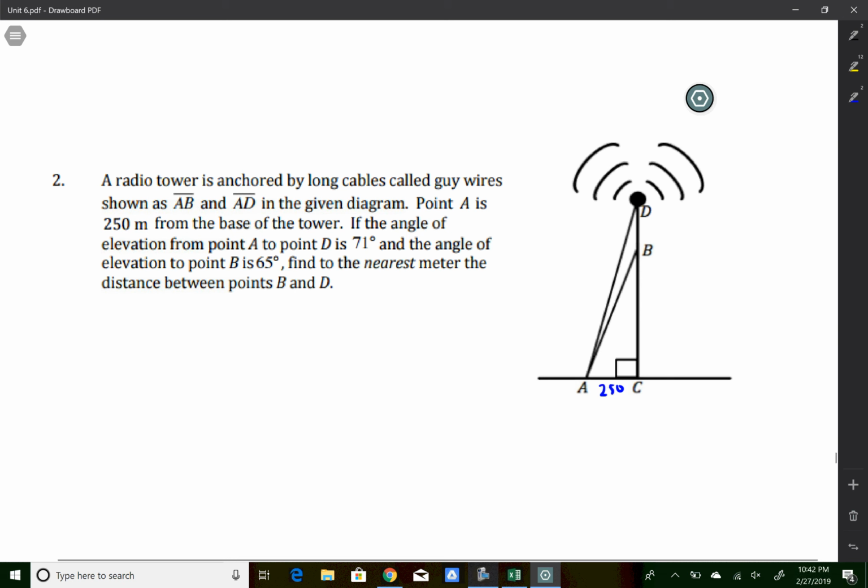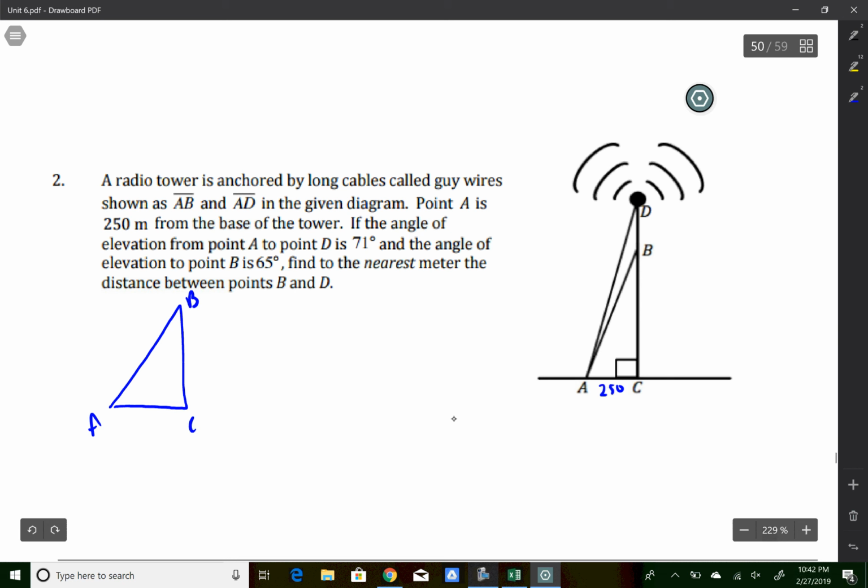So let's just look at triangle ABC for a second. So here's triangle ABC. A, B, C. What do I know about triangle ABC? I know a side of 250. I know angle A to angle B, from angle A to angle B it says is 65 degrees, meaning I can find the distance from B to C.